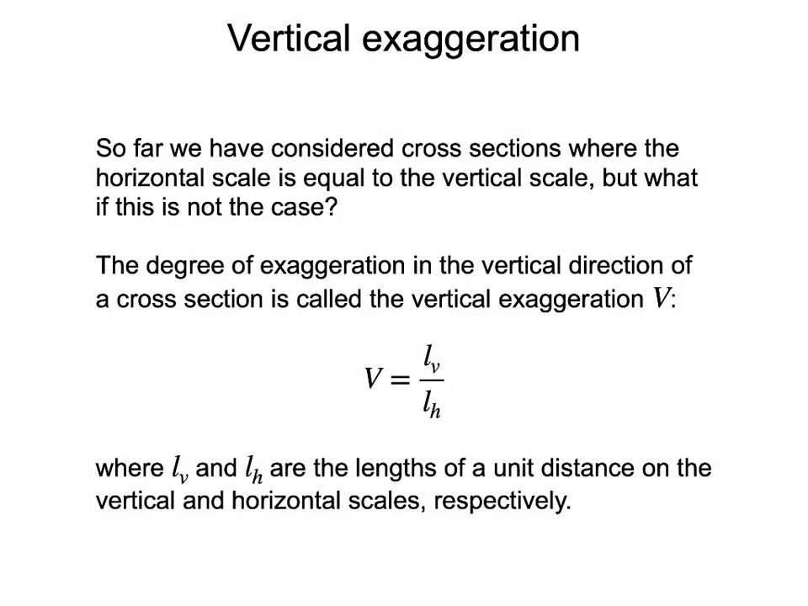So far we have looked at sections where the horizontal scale is equal to the vertical scale, but what if this is not the case? The degree of exaggeration in the vertical direction of a cross-section is called the vertical exaggeration. The vertical exaggeration, V, is defined as the ratio of the lengths of a unit distance on the vertical and horizontal scales, LV and LH, respectively.